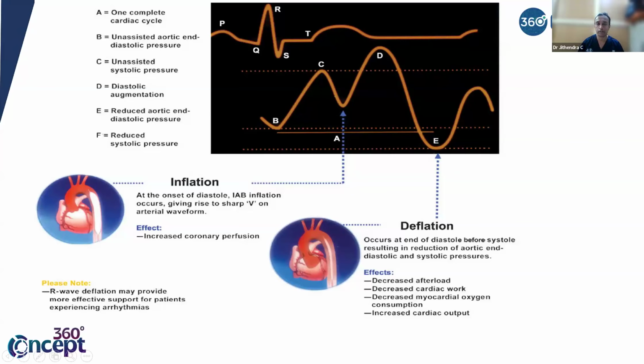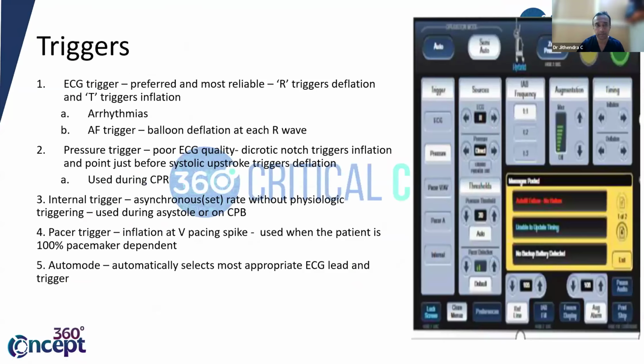So these are the parameters. Remember these terms. B is your unassisted end diastolic pressure. C is your unassisted systolic pressure. D is your diastolic augmentation. E is your assisted end diastolic pressure. And F is your assisted end systolic pressure, which is less than the unassisted one. Any doubts? You can stop me at that point, or I'll be repeating these terms again and again so that you will get it registered. No need to worry about it.